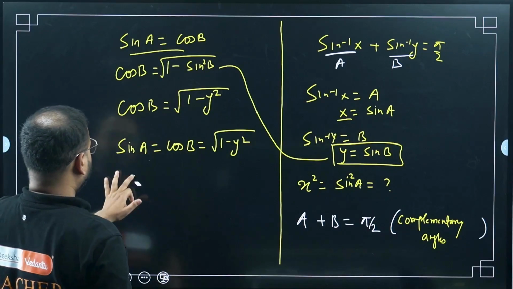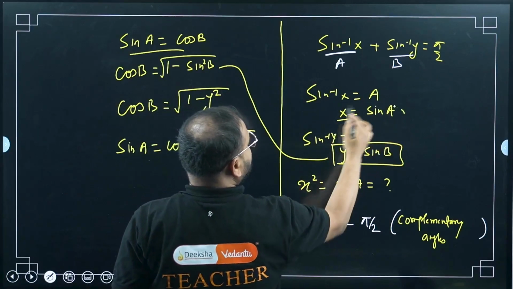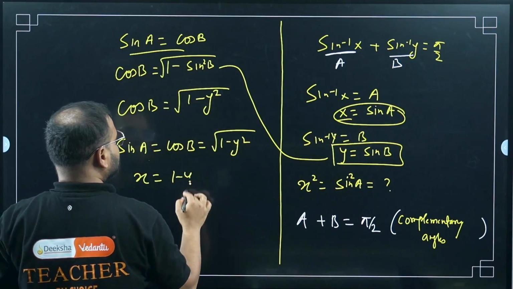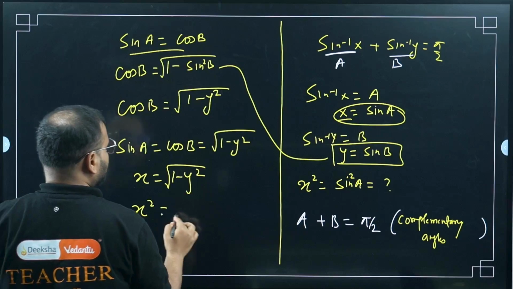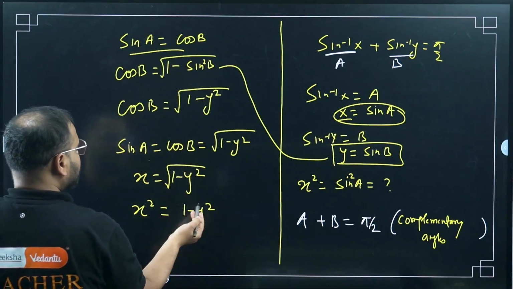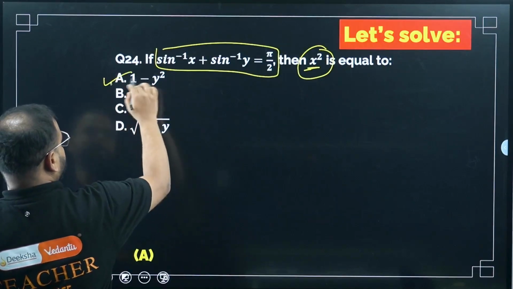Let me rewrite this. Sine a is x. So I can write x equals root under 1 minus y square. They are asking us x square, so square it up. X square equals 1 minus y square. If you square it up, the root will cancel. So my answer is x square equals 1 minus y square. Option is A.